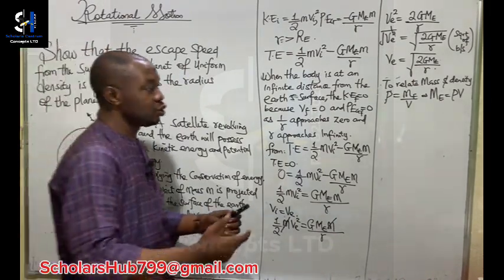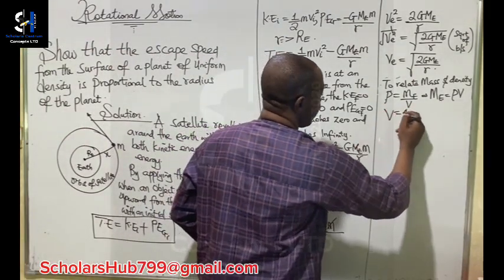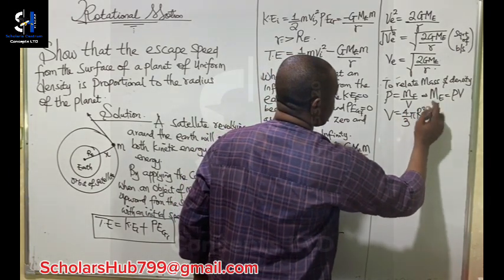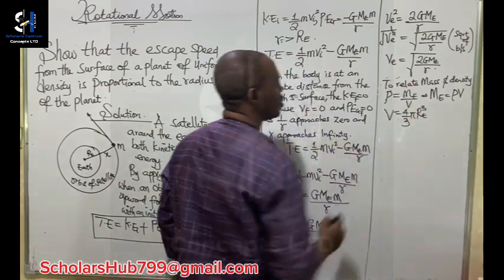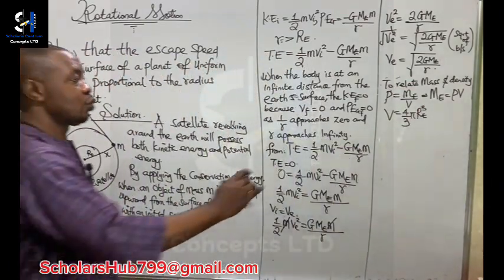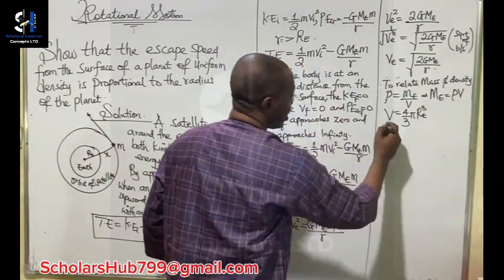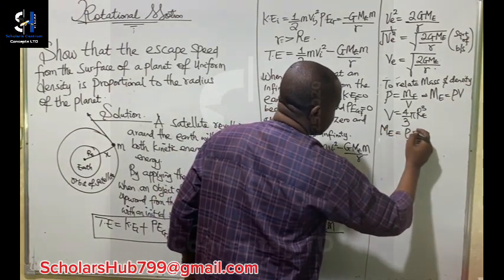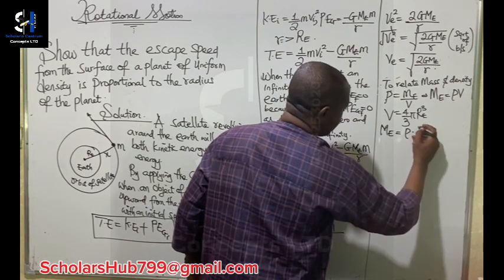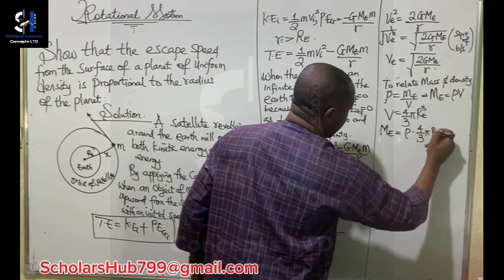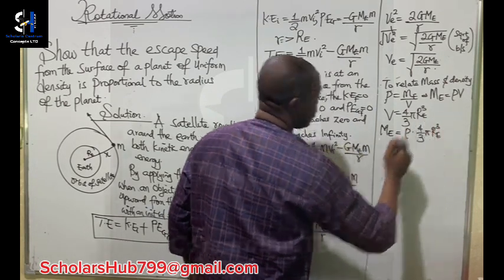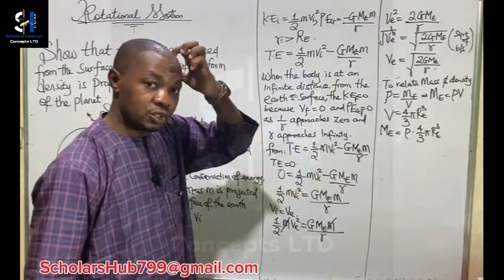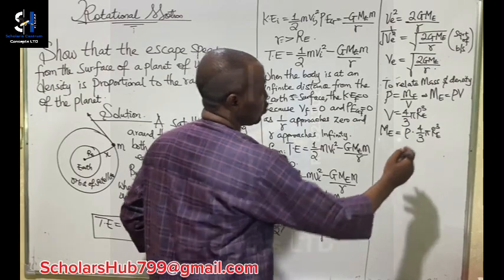Now we know the Earth to be spherical, so we are going to use the volume of a sphere, which is 4/3 pi Re to the cube. That is the volume of a sphere. So the mass of the Earth will be equal to density multiplied by the volume, which is 4/3 pi Re cubed. We're going to substitute.